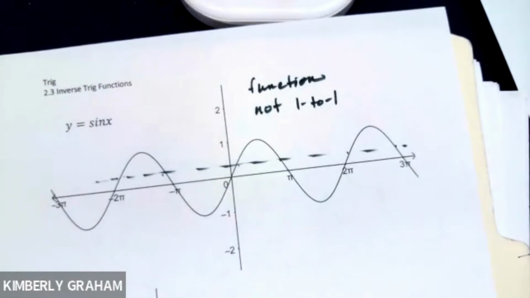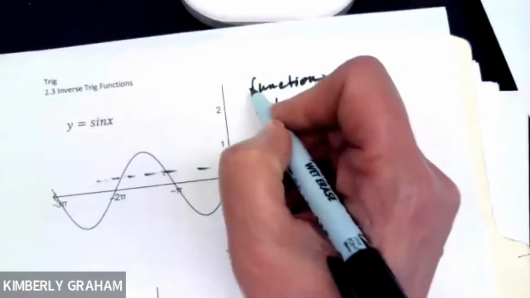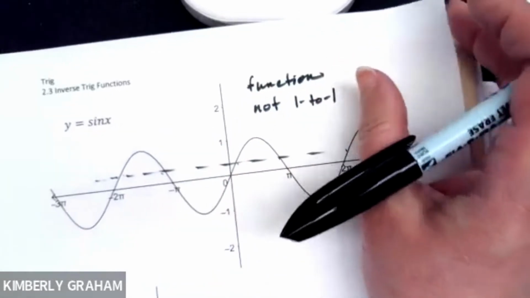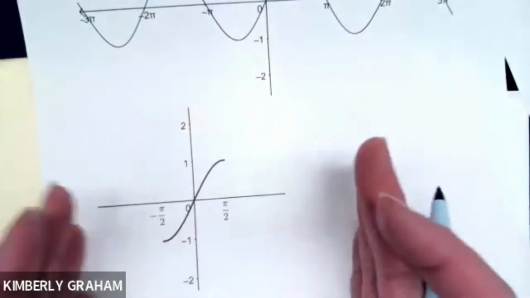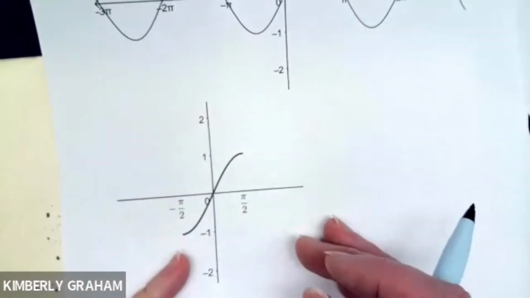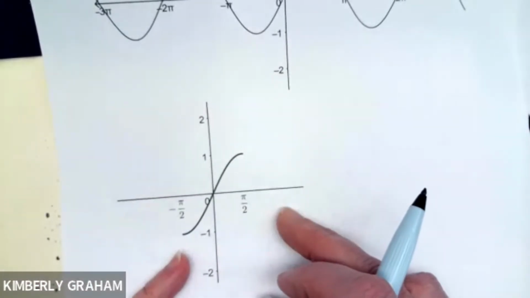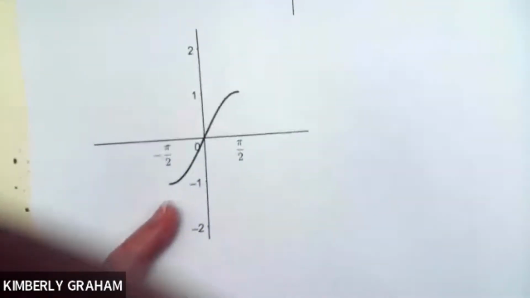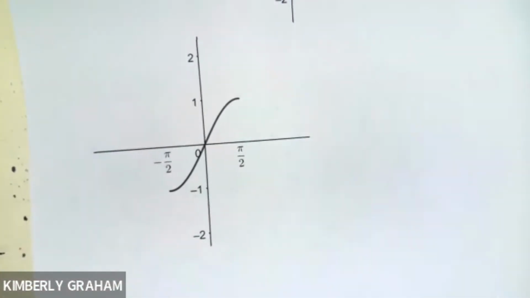So what mathematicians did in order to make some of their math work out nice is they restricted the function from negative pi over 2 to pi over 2. And now, since we've restricted this, now it's 1 to 1.